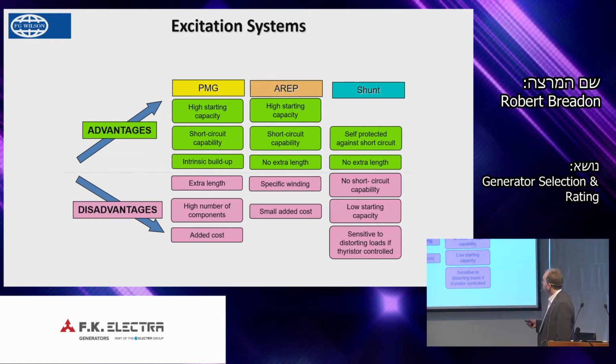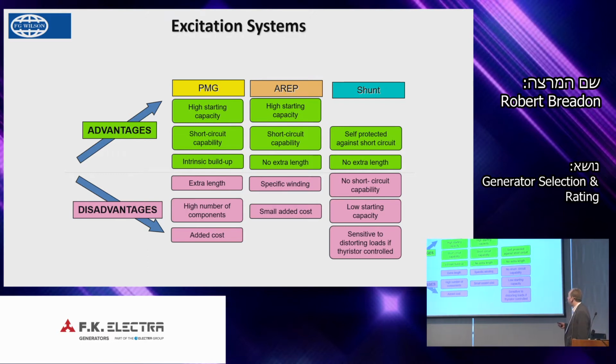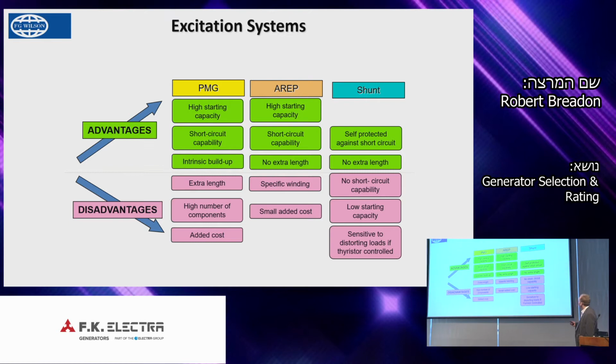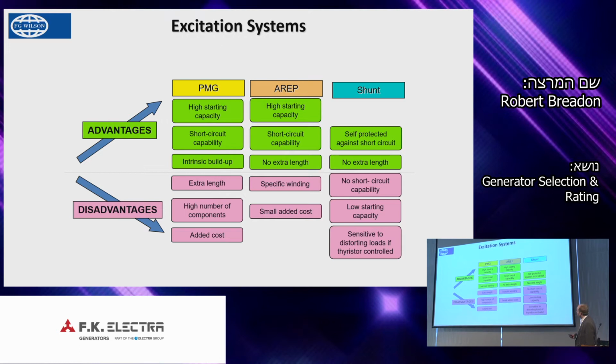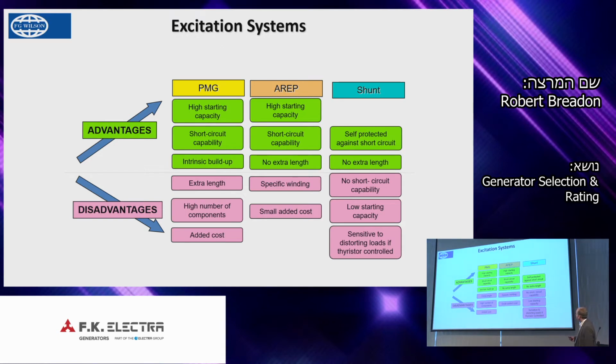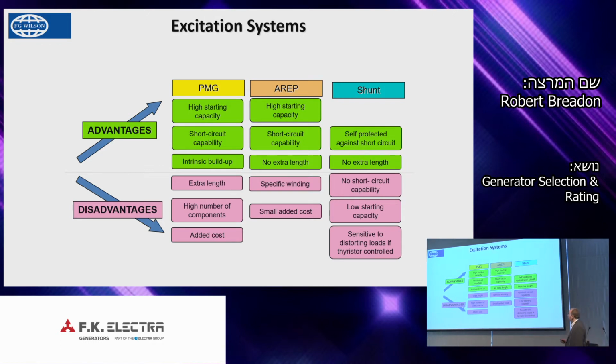This adds no extra length, so there's probably a slight advantage in this, and there's an intrinsic build-up, so that's quite important. The shunt method, as you can see, is self-protected, so there's no short circuit capability and there's no extra length. So the key difference between these two from a disadvantage perspective is that it is a specific winding, so you have to purchase it with your machine. Whereas on the PMG, you can add this usually as an extra if you need to. So that's just the two key advantages.